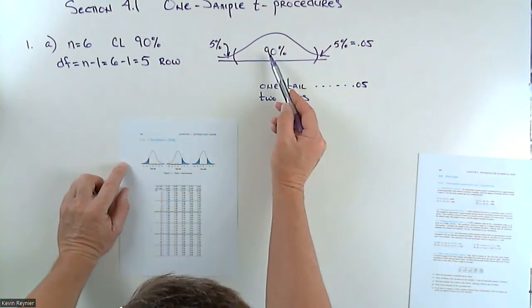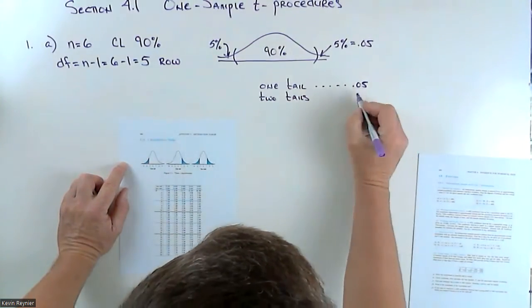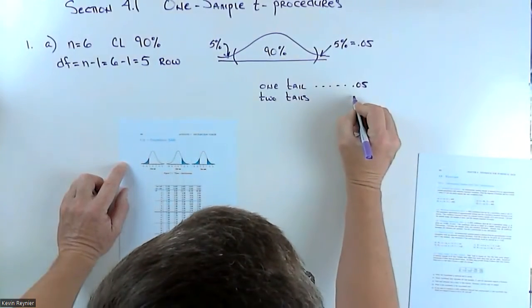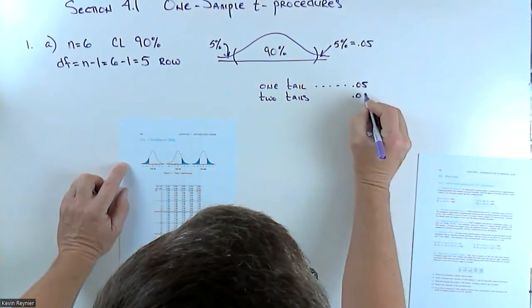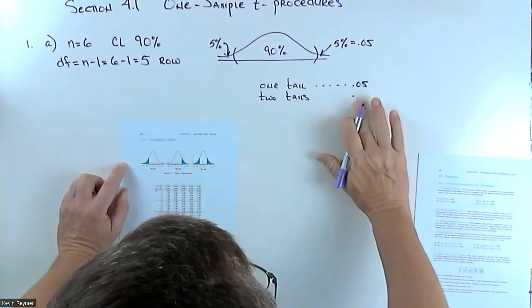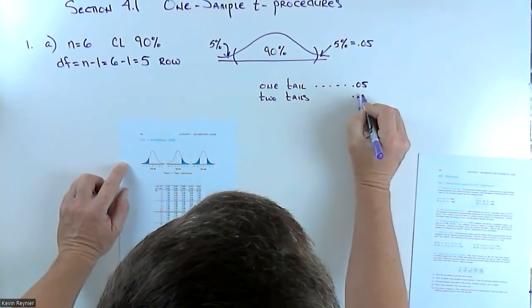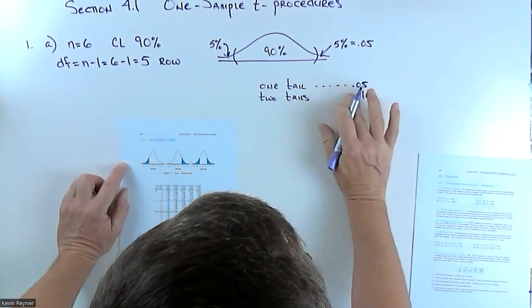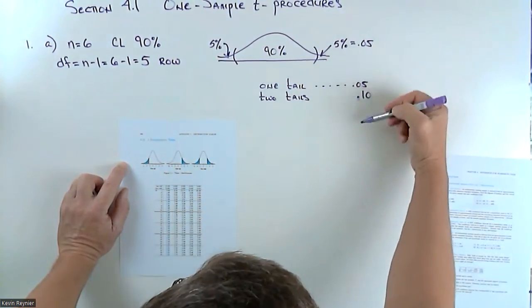For 2 tails, it just means we're going to combine the 2 tails. We have a 90% confidence level, so 10% would be the leftover. In that case, it would be 0.05 plus 0.05, so 0.10 would be the column. And it's the same column.